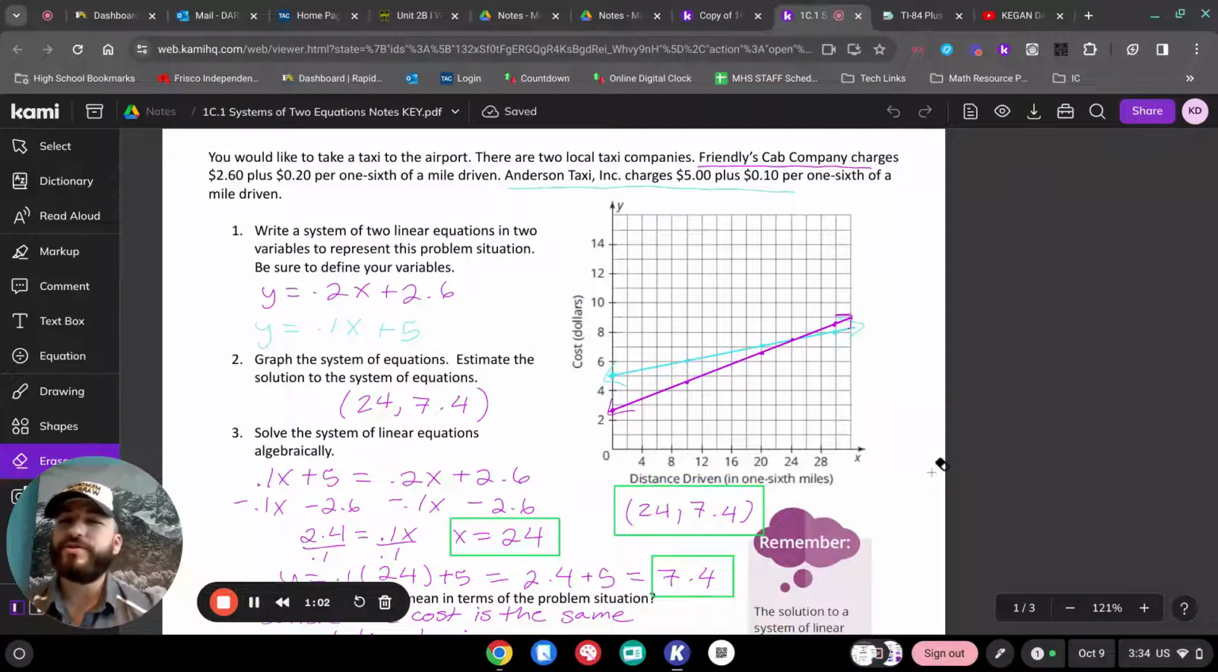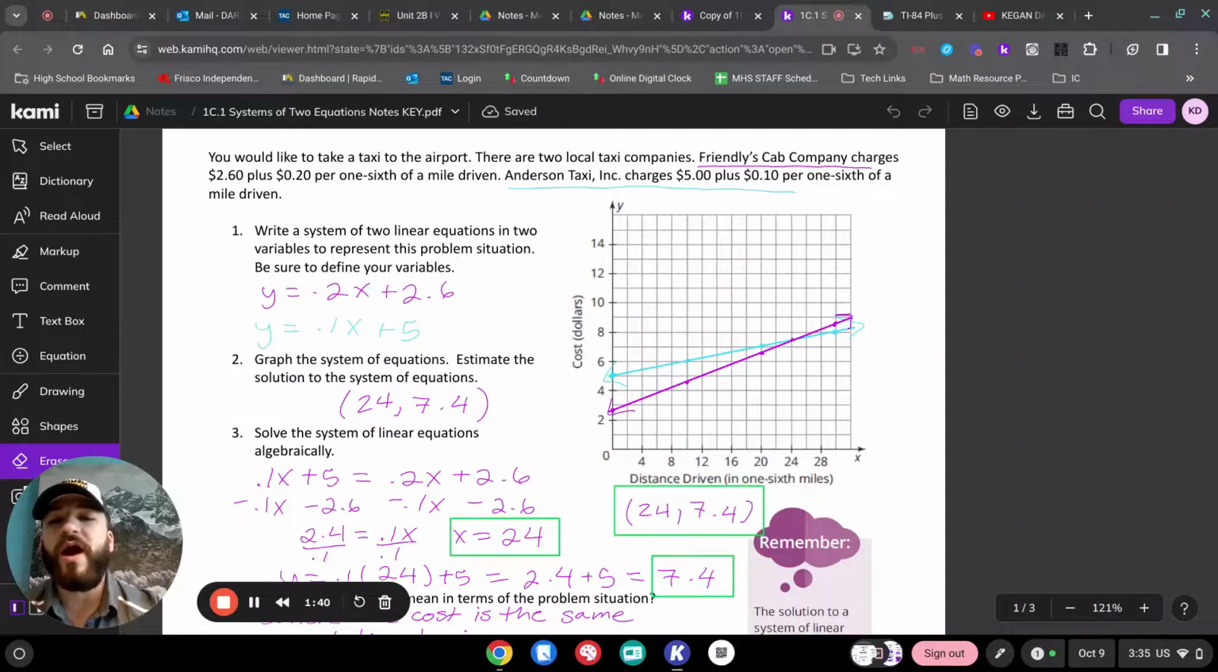All right, let's talk about our 2 taxis. So we have 2 local taxi companies. Friendly's cab company charges $2.60 plus 20 cents per 1/6 of a mile driven, and Anderson Taxi Incorporated charges $5 plus 10 cents per 1/6 of a mile driven. Okay, so we can write 2 different equations. The cost per mile is definitely going to be our slope for each of these linear equations. That initial upfront cost, 2.60 and 5, is going to be that y-intercept. So for Friendly's, we get y equals 0.2x plus 2.6. And then for Anderson's, we get y equals 0.1x plus 5.